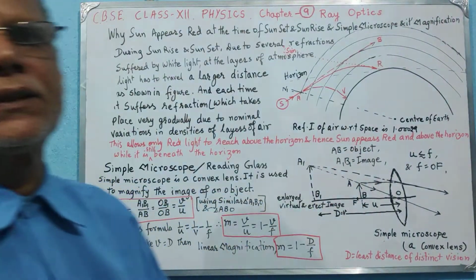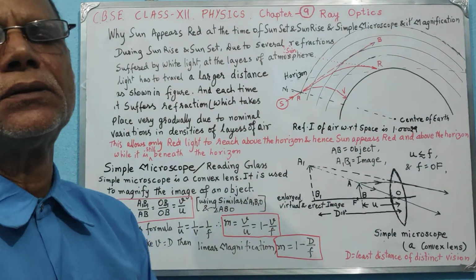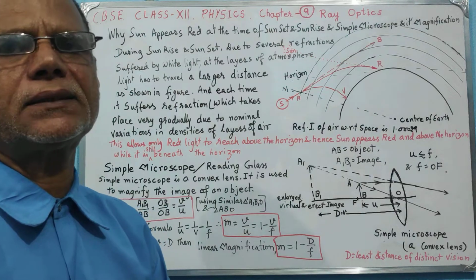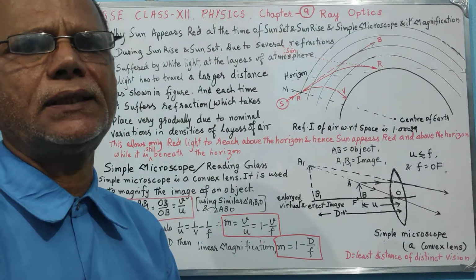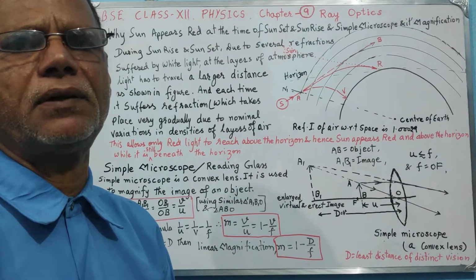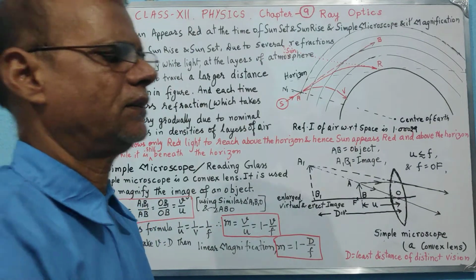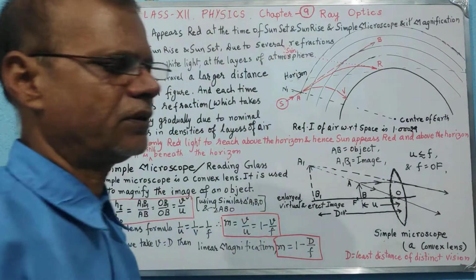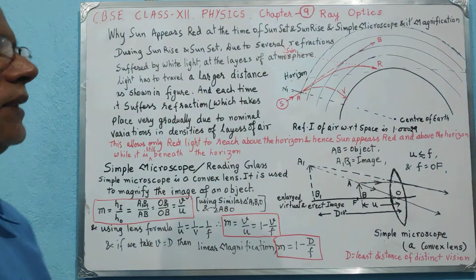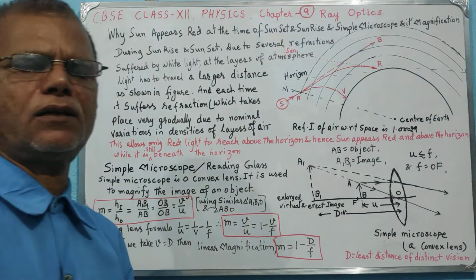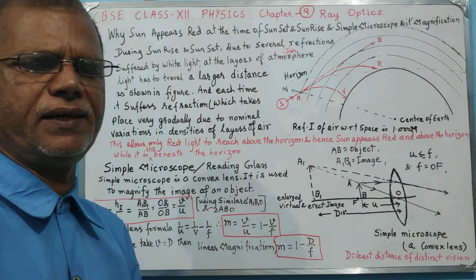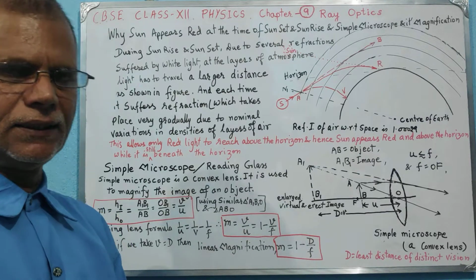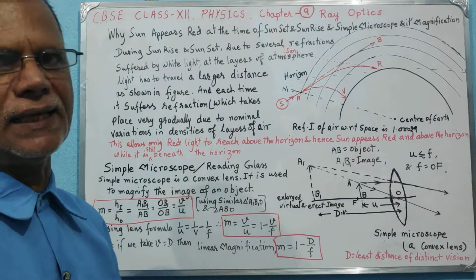Dear students, today we are going to understand why the sun appears red during the time of sunset and during the time of sunrise. The fact which we must know before we start discussing it is that the layers of air have different densities at different heights, especially at night time.